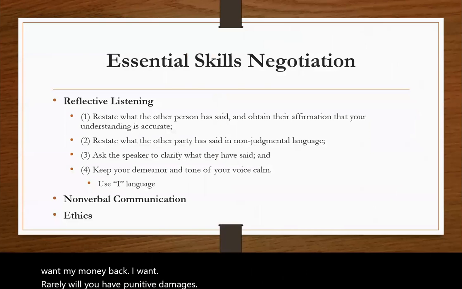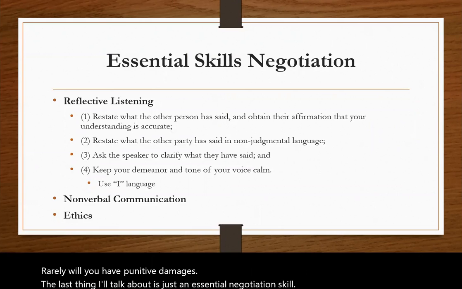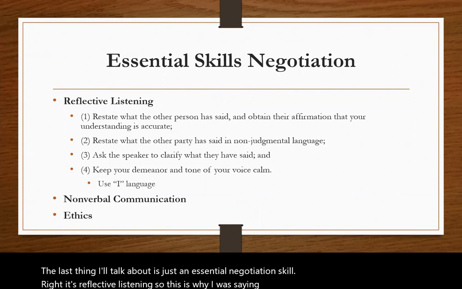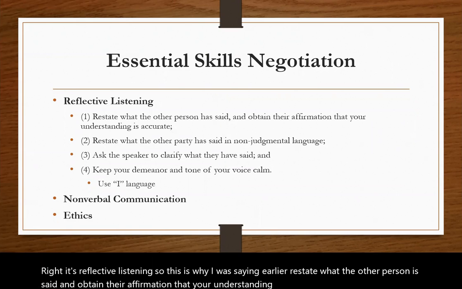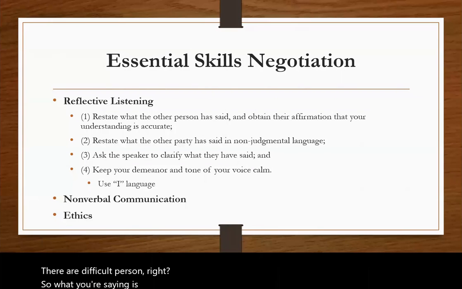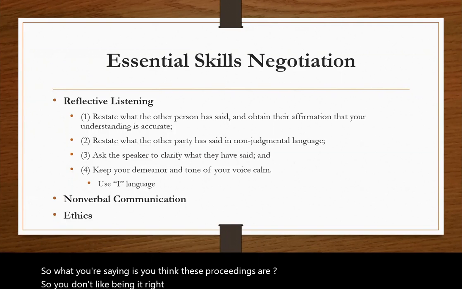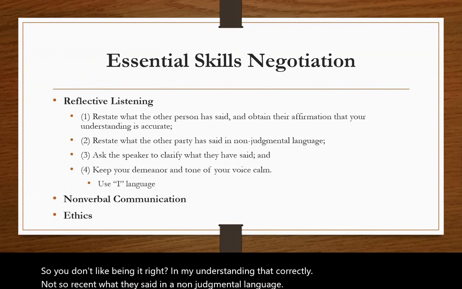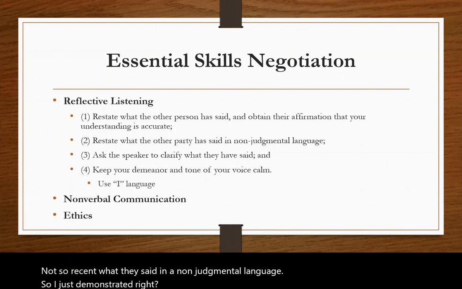So the last thing I'll talk about is an essential negotiation skill, right? It's reflective listening. So this is what I was saying earlier. Restate what the other person has said and obtain their affirmation that your understanding is accurate. This is especially true if they're a difficult person, right? So what you're saying is you think these proceedings are bullshit. So you don't like being here, right? Am I understanding that correctly? Right, so restate what they said in non-judgmental language, which I just demonstrated, right? Not being aggressive, not being too passive, but being clear.